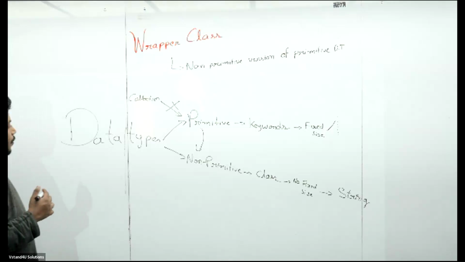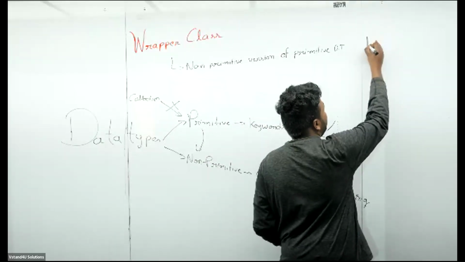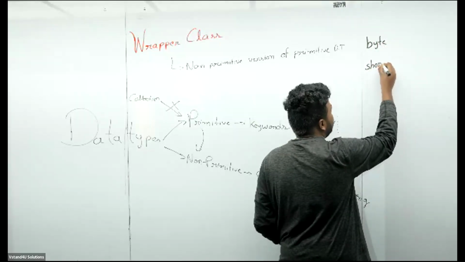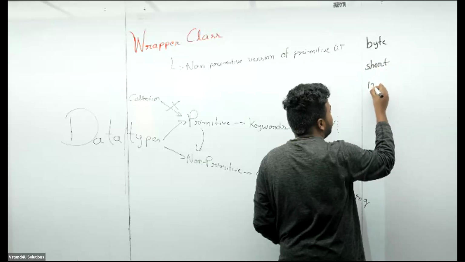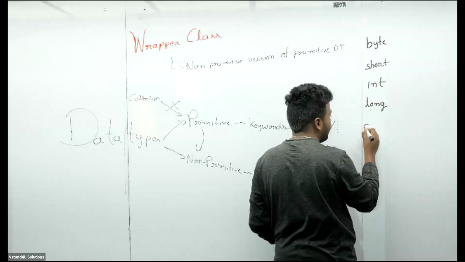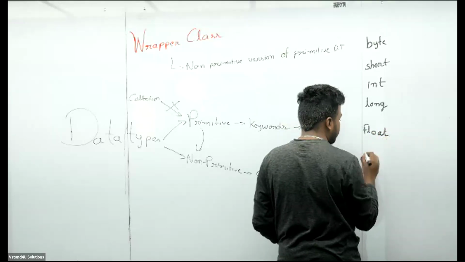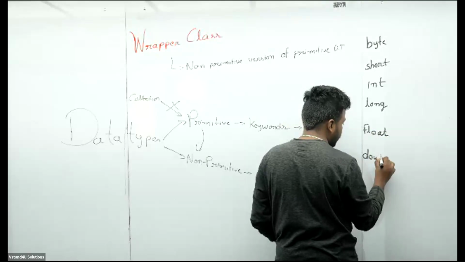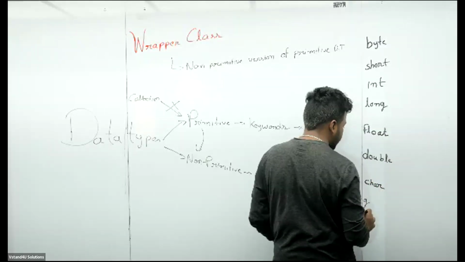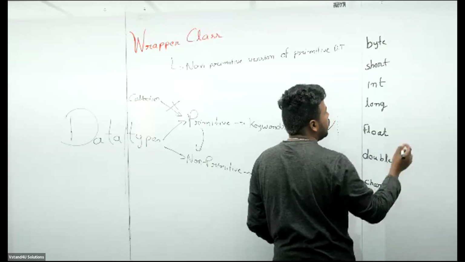How to convert primitive to non-primitive? Any idea? What are the primitive data types in Java? Byte, short, int, long, float, char.